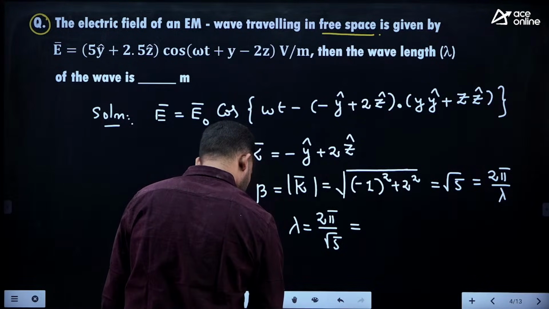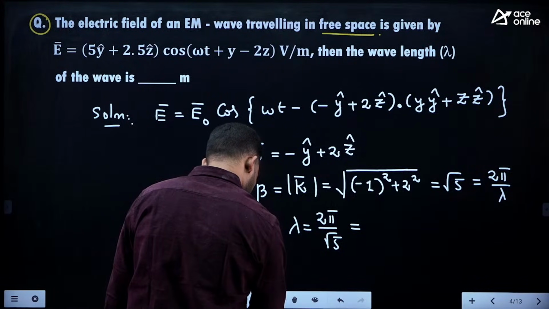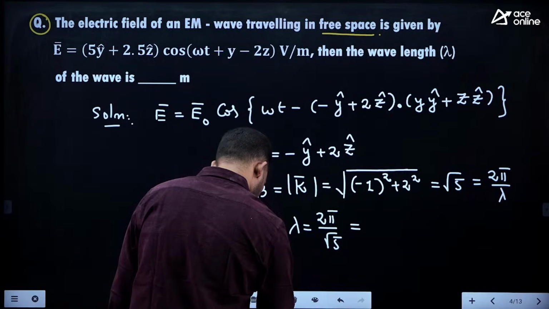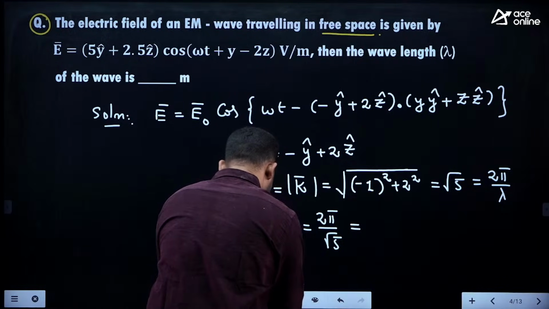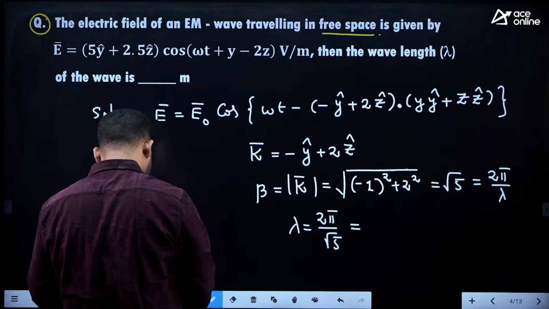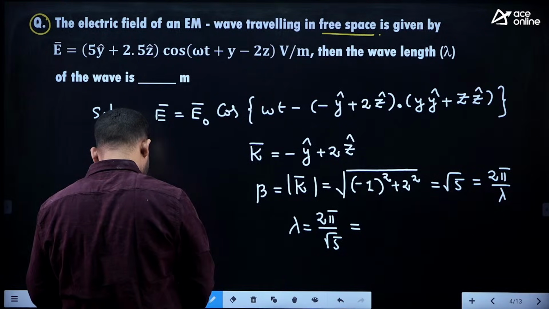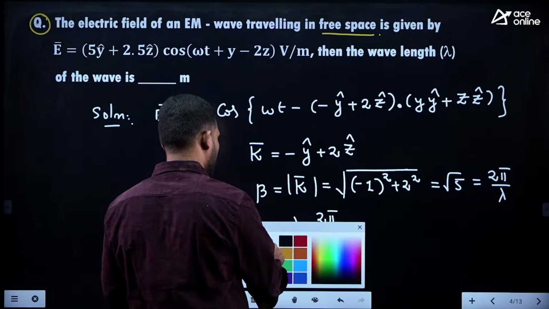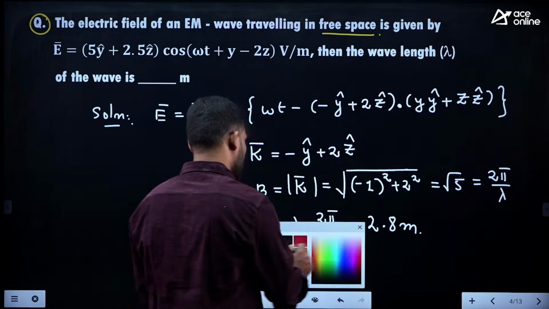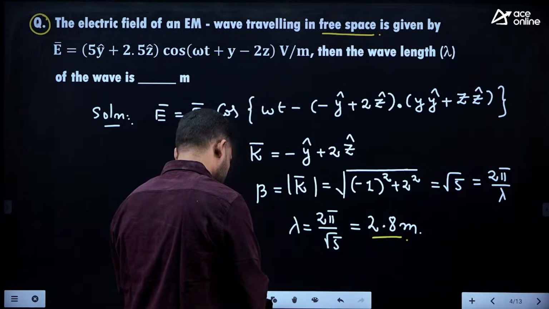Yes, friends, what is the answer for this? Two pi divided by square root of 5. 2 into pi divided by... 2.8 meters. Am I correct? So 2.8 is the answer for this.